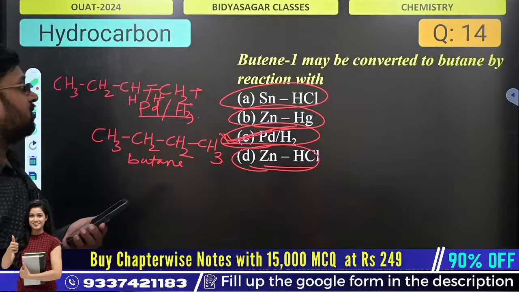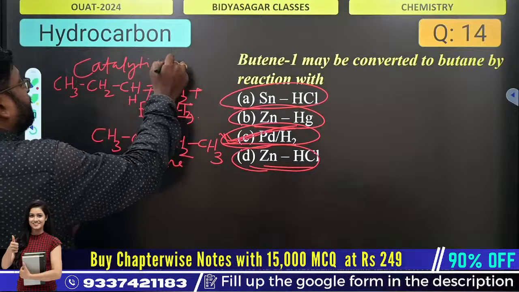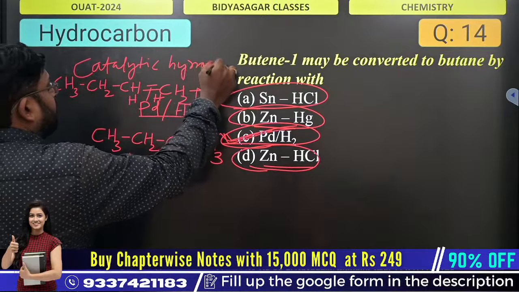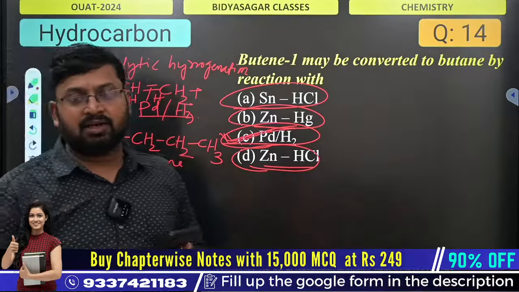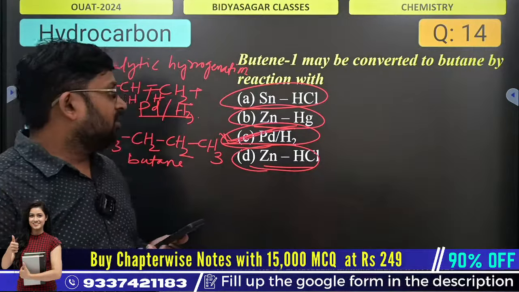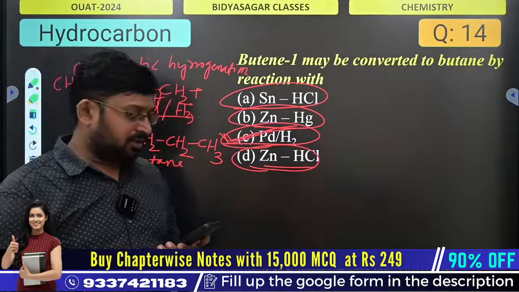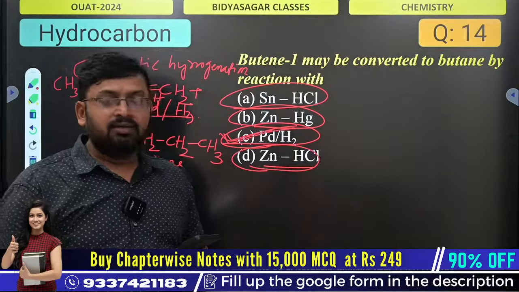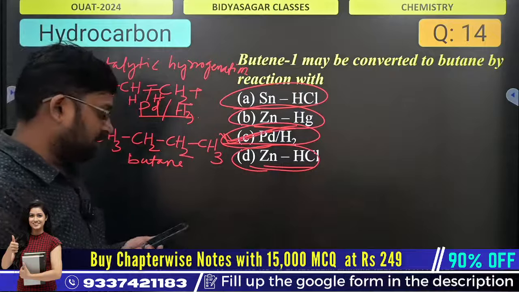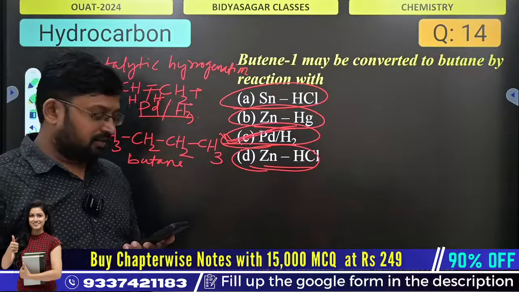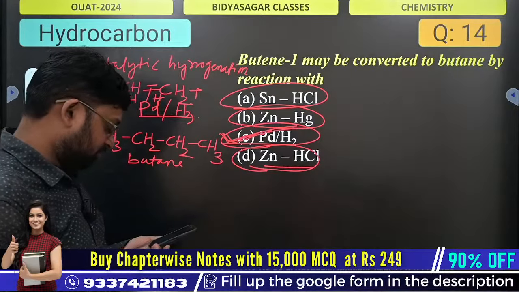This reaction is also called catalytic hydrogenation. If we give hydrogen along with a catalyst, it is called catalytic hydrogenation. In place of palladium, we can also give nickel or platinum. So this is catalytic hydrogenation. It will give you the corresponding alkane. So option C is the correct answer. Very good.